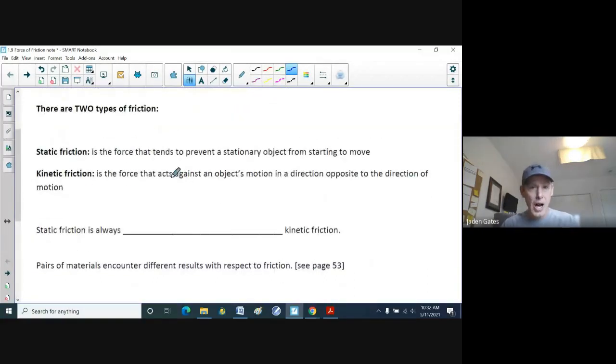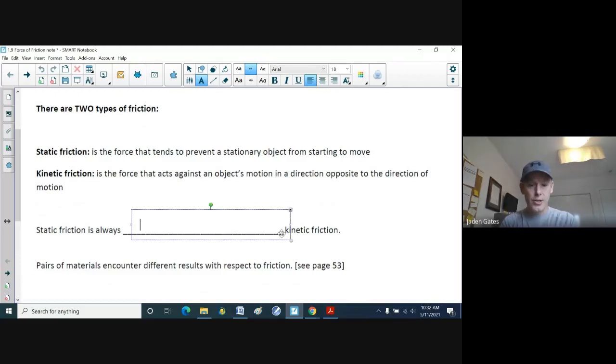Now because of that, static friction is always greater than kinetic friction. If you've ever tried to push, say, a car, I had my license when I was 16, and I didn't have the nicest car, that's for sure, and sometimes you had to push it. Well, getting it started, overcoming that static friction, was a lot tougher than when you get the car moving. So getting something moving is always tougher than keeping it moving.